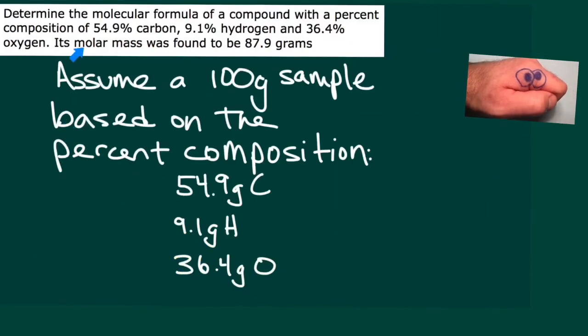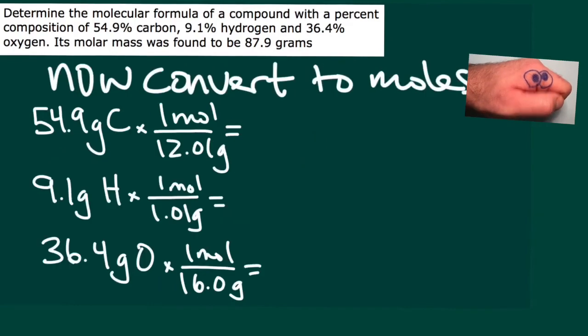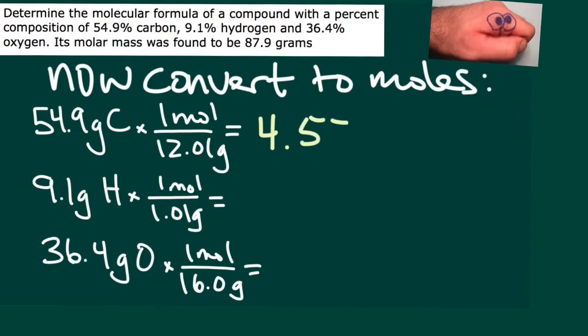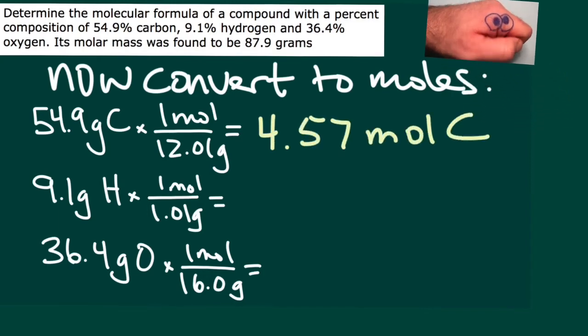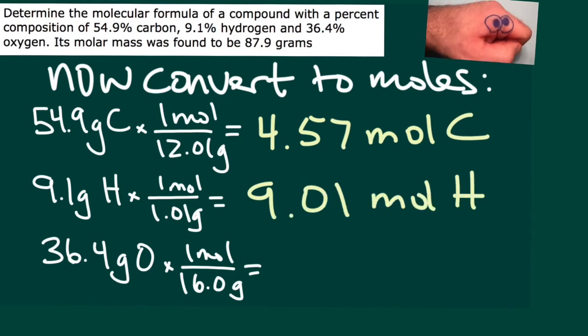So to start, we assume that we have a 100 gram sample based on the percent composition. So we change 54.9% into 54.9 grams of carbon. Same thing for hydrogen, 9.1 grams of hydrogen, and 36.4 grams of oxygen. Next, we convert to moles, just by dividing each element by its molar mass. And the answers are 4.57 moles of carbon, 9.01 moles of hydrogen, and 2.28 moles of oxygen.